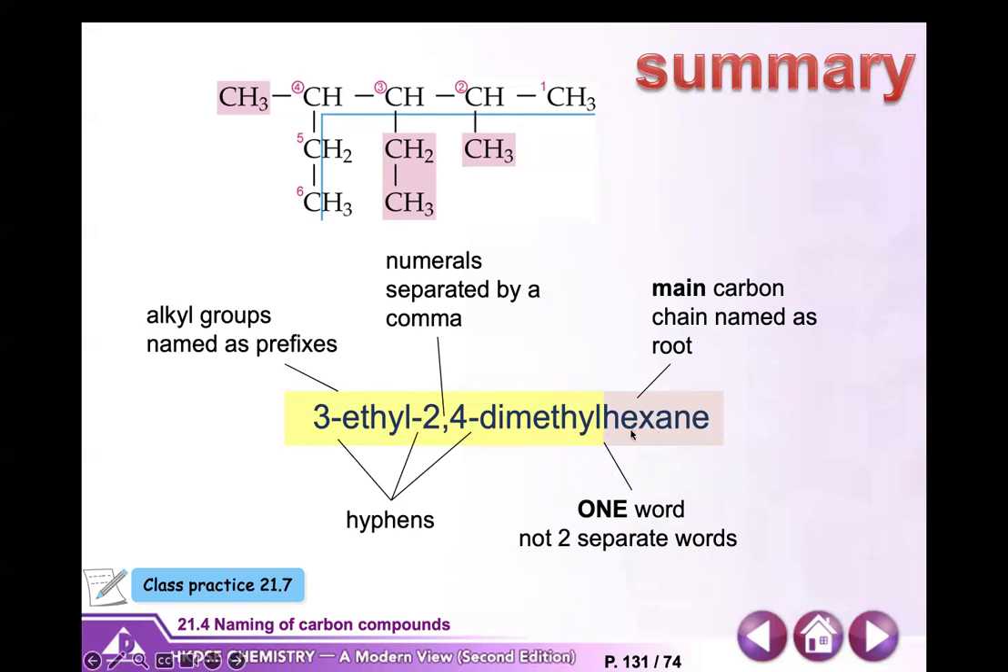So we have the main root or the parent chain, hexane. And then we have a prefix. For the prefix, don't forget that numbers and words should be separated with a hyphen. And then words and numbers, again, should have a hyphen. Then numbers and numbers, we should have a comma to separate them. So the wordings always stick together as one word, not separated into two words. Do not take away the prefix and make it another word. It should stick to the root here.